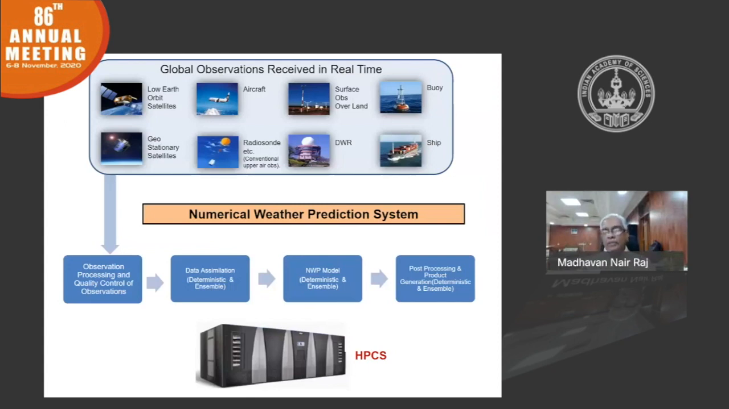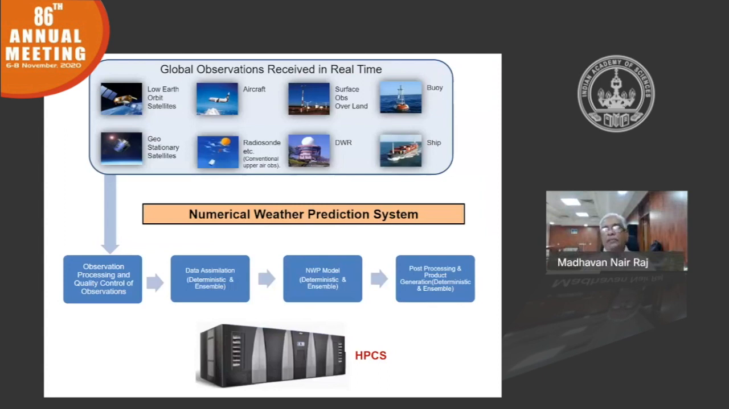We need global observation because atmospheric circulation is a global circulation. So we need observations not only over India, not only over the Indian Ocean. We need observations from Pakistan throughout the globe. So all the meteorological services, all countries, have an arrangement through the World Meteorological Organization. It is a UN organization like WHO. Its headquarters is also in Geneva. So under that umbrella, we have an agreement with all the countries.